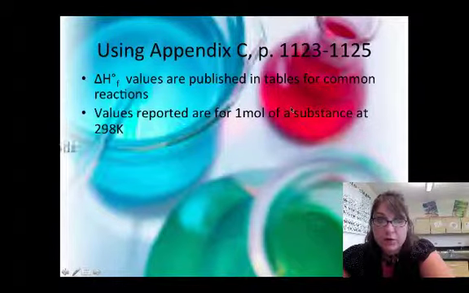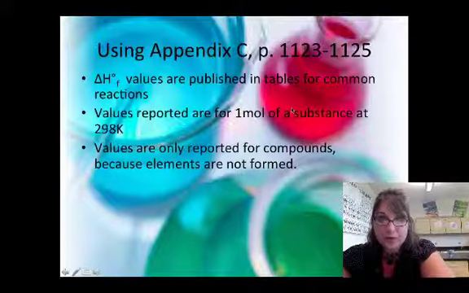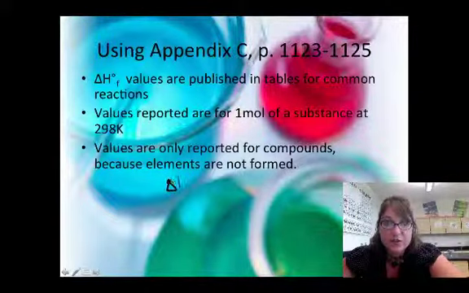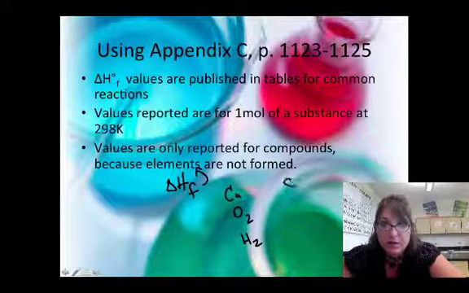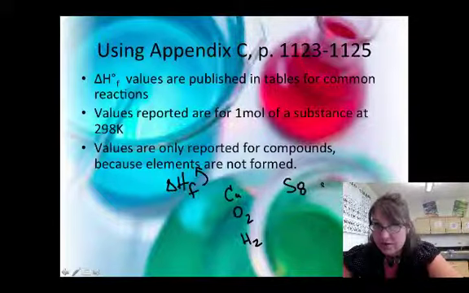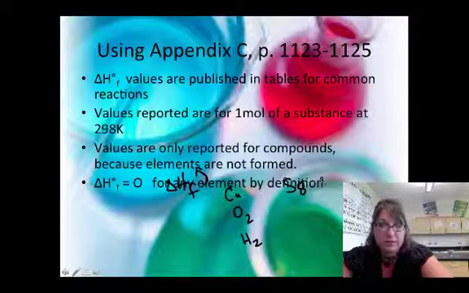And the values are all reported for standard states. 1 mole of a substance at 298 Kelvin. And they're only reported for compounds. You won't find the heat of formation for any element because elements just are. We don't form them from anything else. They exist. So like copper, oxygen, hydrogen, even sulfur in its standard form means S8. So we're not forming S8 from S sulfur. S8 is the element sulfur. All right, hope that's clear.